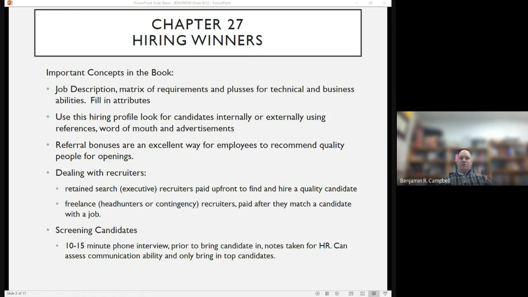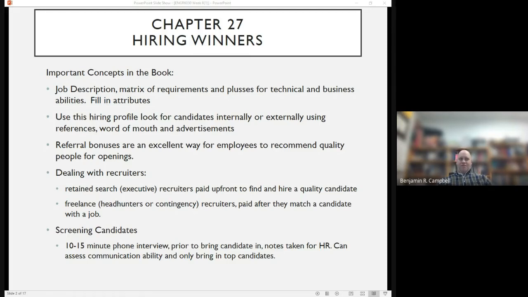Outside of the internal bonuses, you can also deal with recruiters who are external to your company. So there are two main types of recruiters. The retained search recruiters, which you actually pay to find and hire a quality candidate for you. So you give them a job description, and they go through the process of screening, interviewing, and then bring the person to you and say, here's the person for your job.